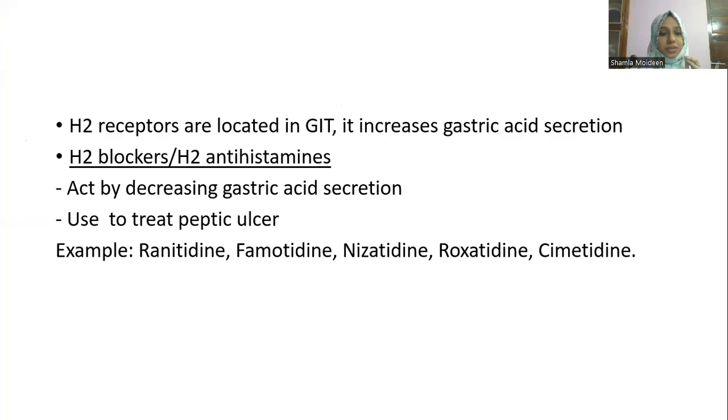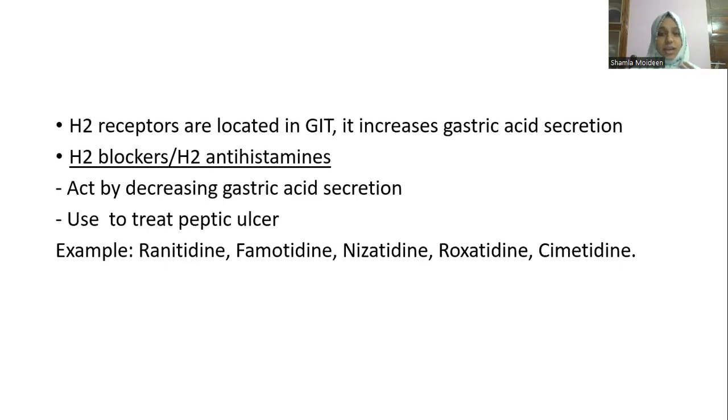H2 receptors are receptors which are located in the GIT. They help increase the production or secretion of gastric acid. H2 blockers are otherwise known as H2 antihistamines. These types of drugs act on the H2 receptors present in the GIT, and they decrease the gastric acid secretion.